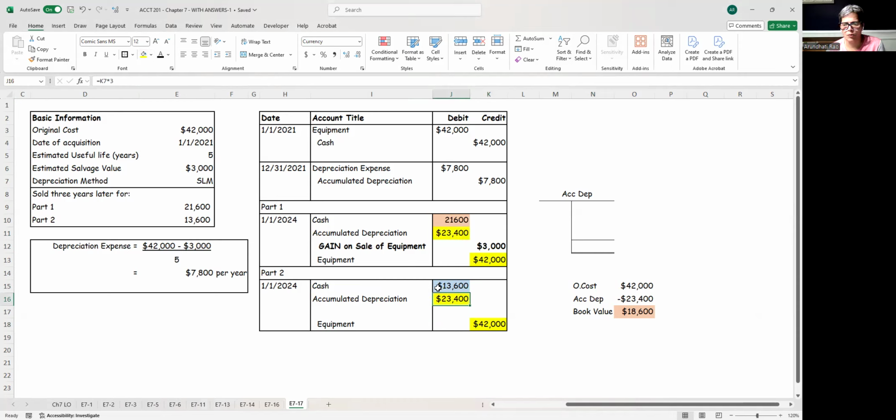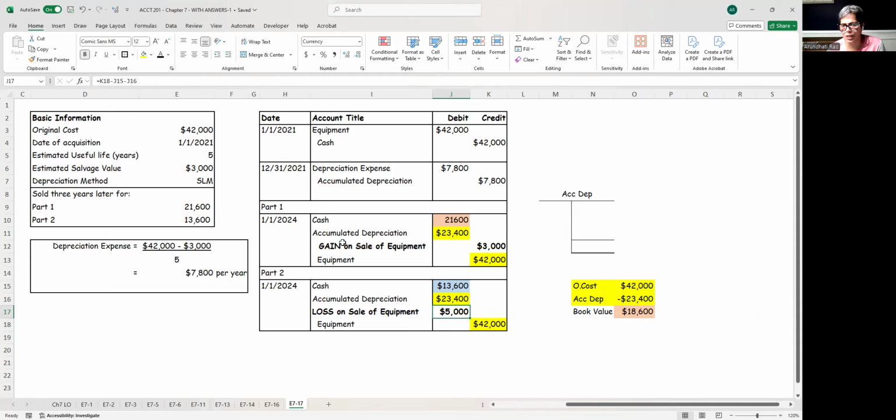What I have in yellow are these numbers over here. None of that has changed. My book value is still 18,600. What has changed is how much cash I received. I received 13,600. Book value is 18,600. I got less than what I had it in my books. I got less. That less is loss on sale.